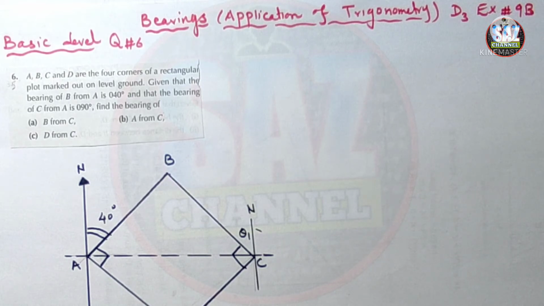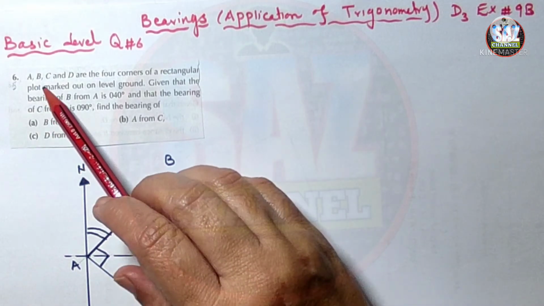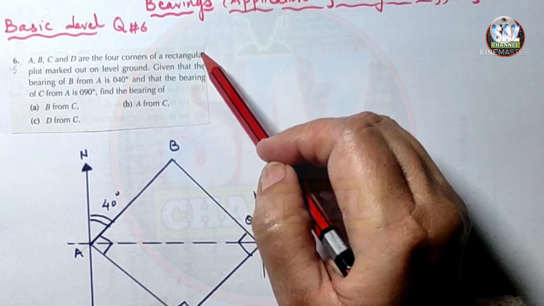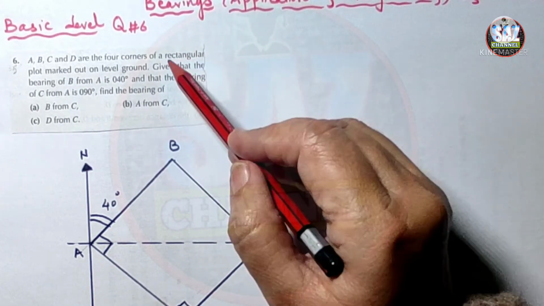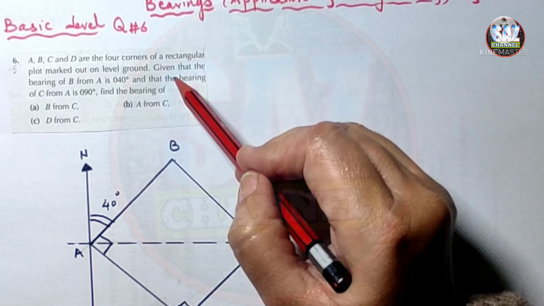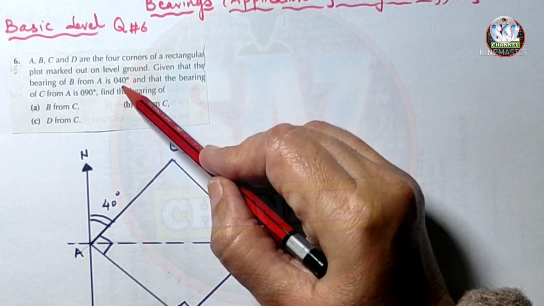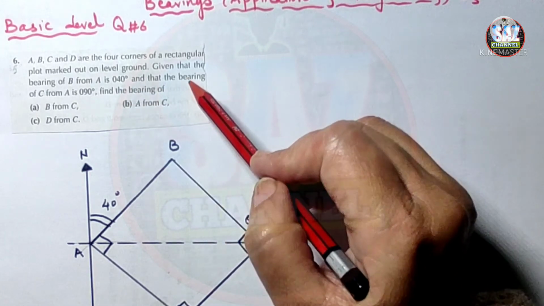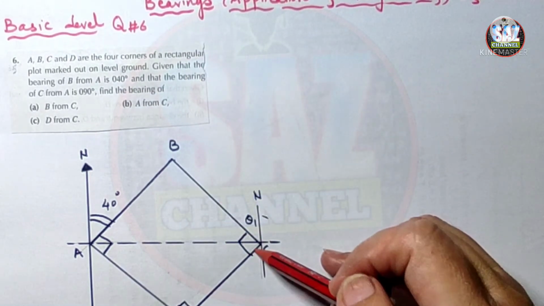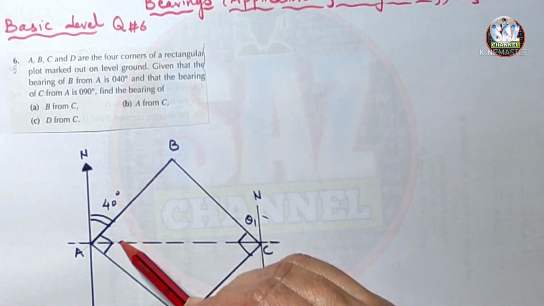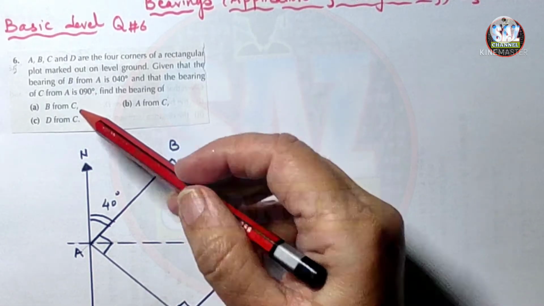In this class we will be discussing basic level question number 6, and question 6 says that A, B, C, D are four corners of a rectangular plot marked on level ground. Given that the bearing of B from A is 040 degrees and that the bearing of C from A is 90 degrees, that this much turn is of 90 degrees, we have to find different bearings.